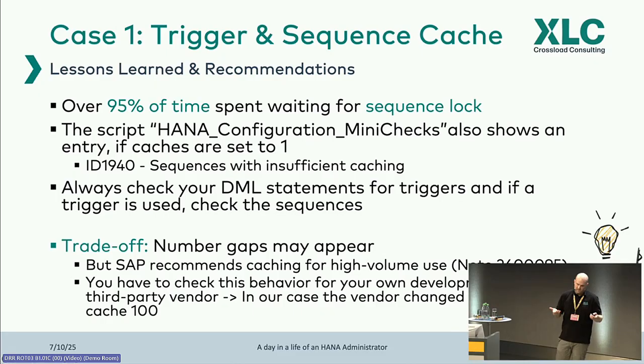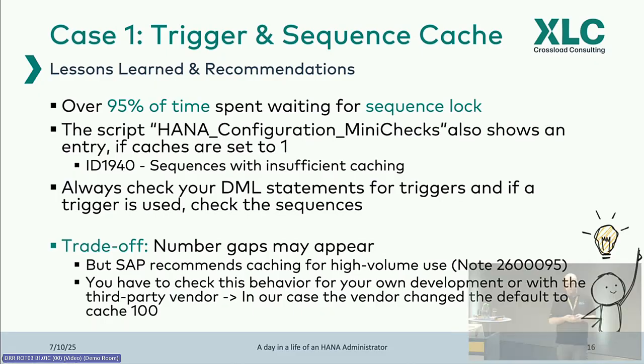Yeah, and the trade-off, as I mentioned before, is that there might be gaps. So you have to check, whether it is a third-party vendor or your own application, if it is okay that there will be gaps. If not, you have to stay at 1, like the ABAP number ranges, which are not allowed to be buffered.